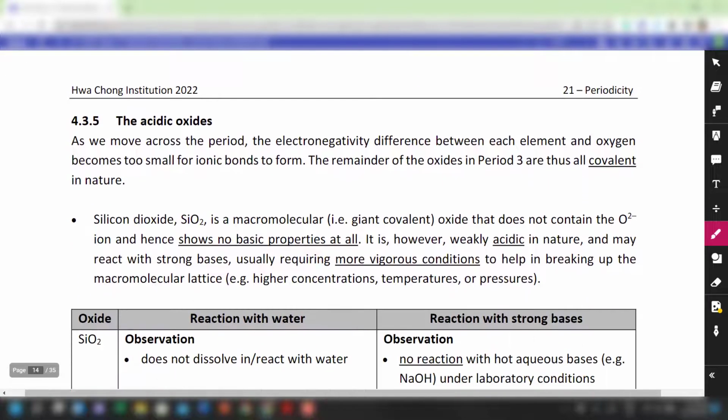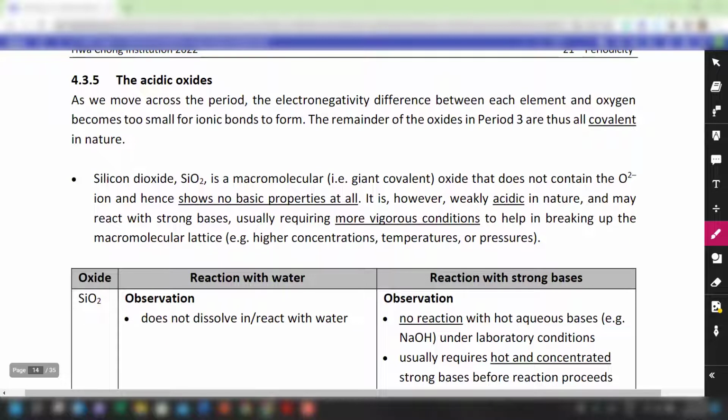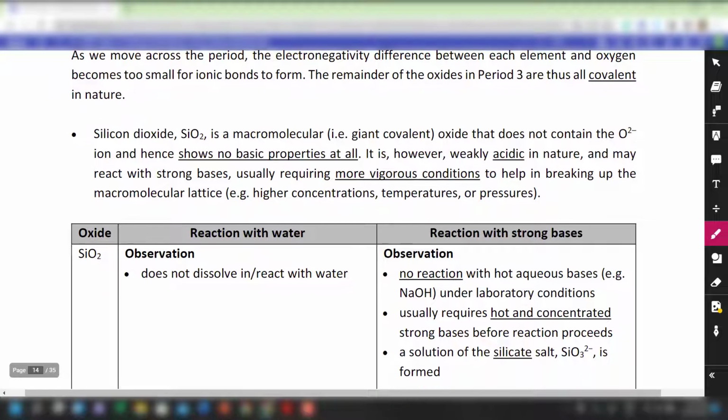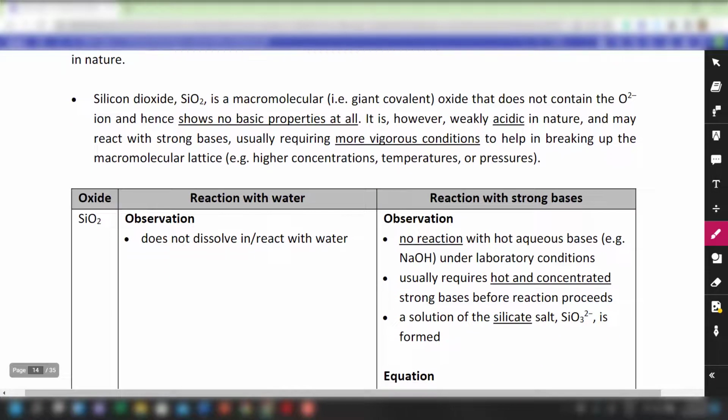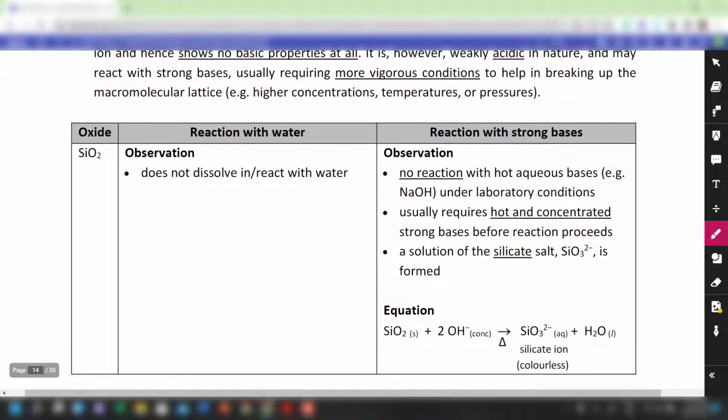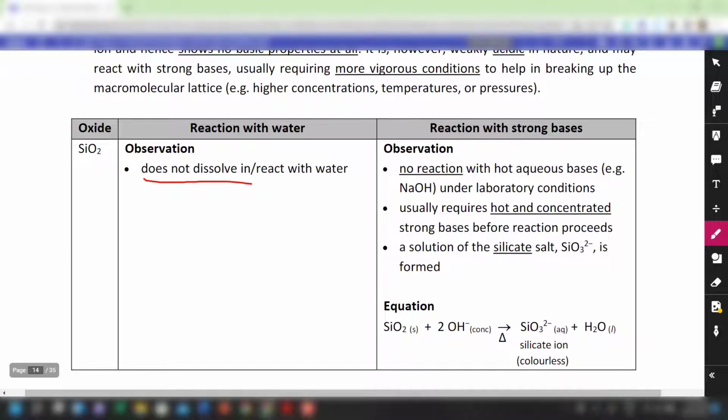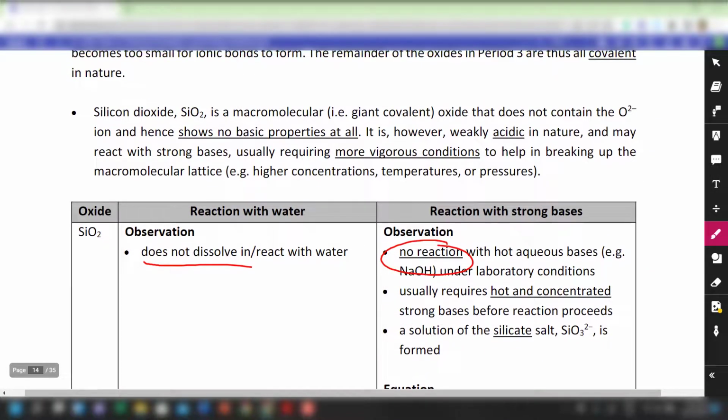Then moving beyond aluminium, we have the acidic oxides. A classic example would be the giant covalent silicon dioxide. It has no basic properties. By itself, it does not dissolve in water, and with strong bases under normal conditions, there's no reaction. Do take note of it. Although it's an acidic oxide, due to the giant covalent structure, it's very difficult for it to react.